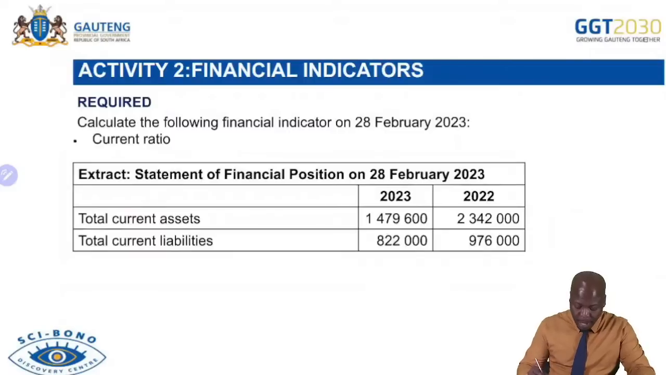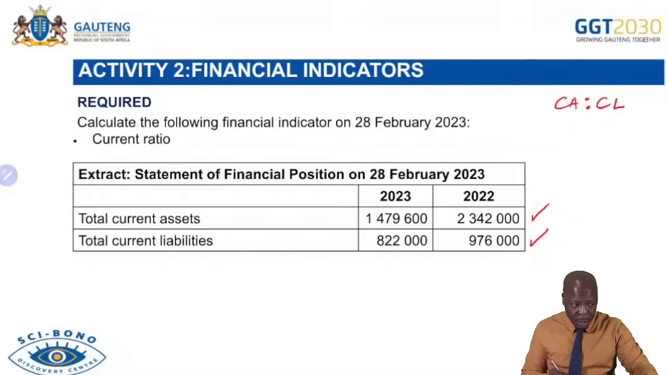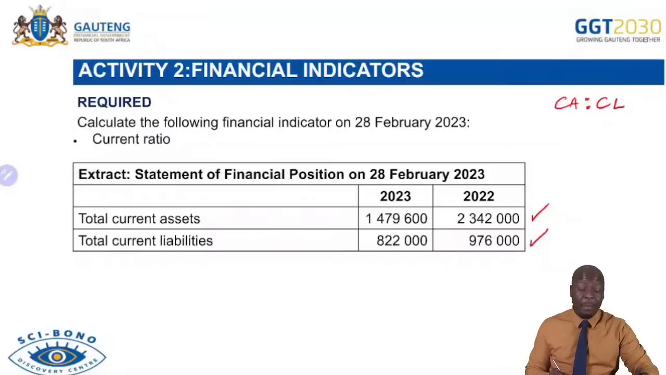So on the current ratio, let's see if we're given any information. We are given total current assets and total current liabilities. But you have to know the formula. The formula for the current ratio is your current assets as to your current liabilities. This has to be known. Okay, let's begin to do that.